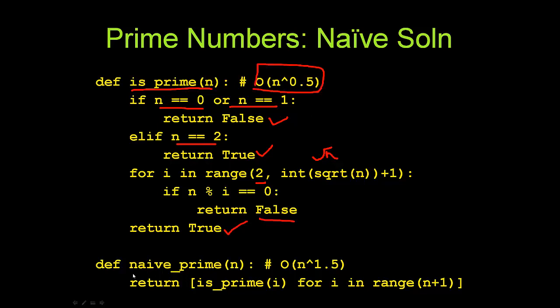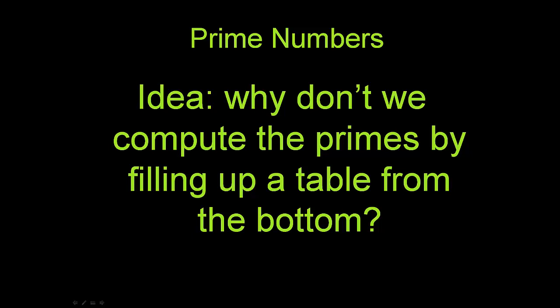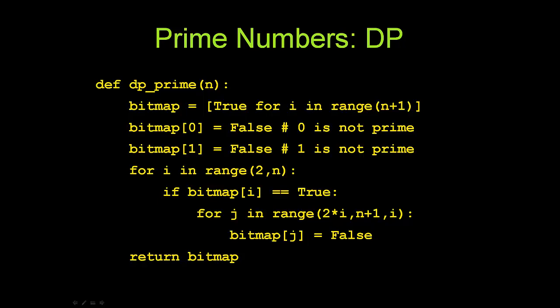So if you do it naively, if you do isPrime n for i in range n plus 1, this is a list comprehension. So you go through everyone, and if you work out your order of growth, you realize this is about order n to the 3 over 2. All right, so we're going to do DP, and again, the idea is that we're going to compute the primes by filling out a table from the bottom. Right, so this is what DP prime looks like.